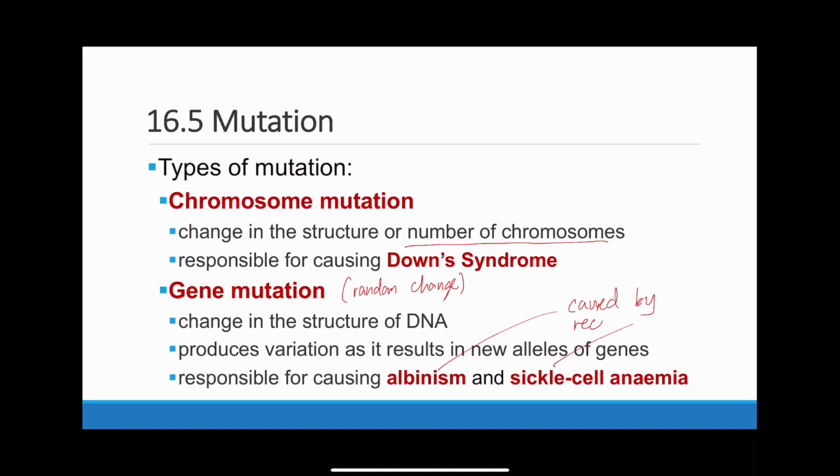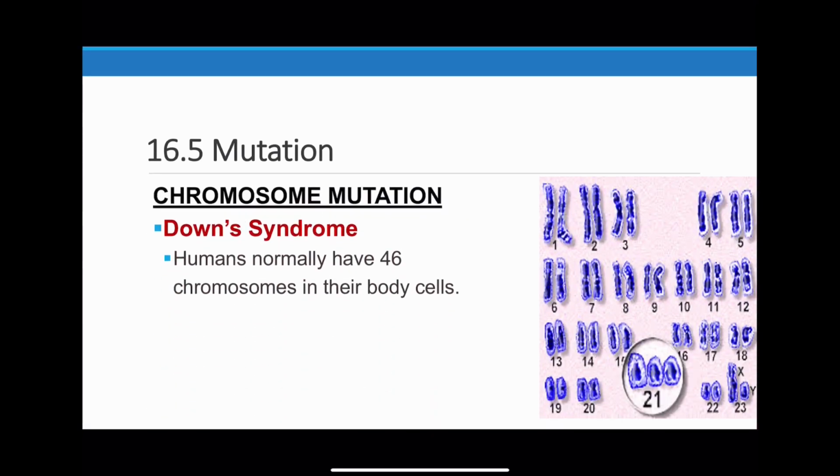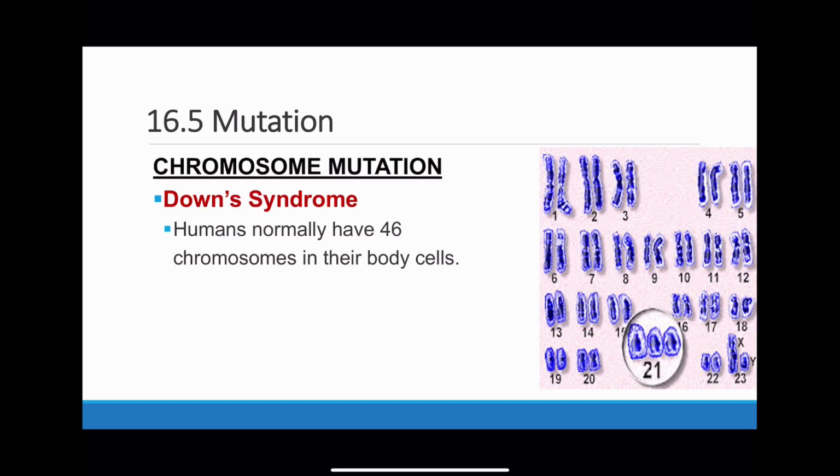But of course, in your course of revision, you might come across questions that touch on other kinds of conditions that can be caused by dominant alleles as well. So let's take a look at the first mutation, chromosome mutation. Let's take a look at Down syndrome as an example.